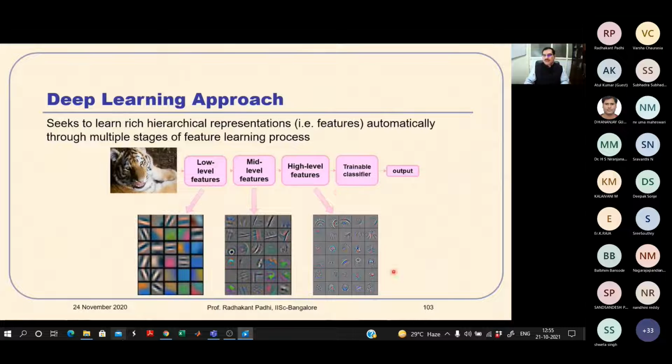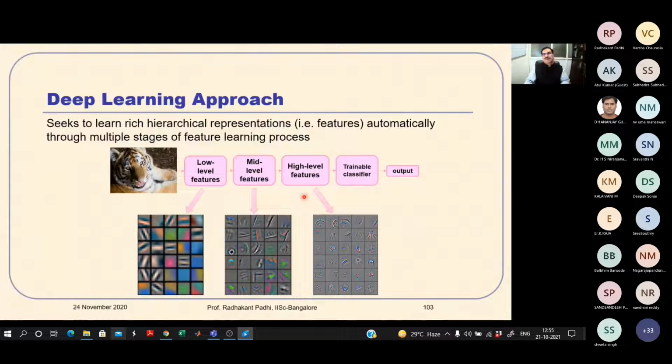There will be convolution layers, which will extract the lower level, followed by middle level, followed by high level features, and then you have a trainable classifier. This classifier will automatically be trained, because the final image is already tagged, right? The training data set will contain all that. So it will be trained with respect to these final details, and the chance of error will become minimal.